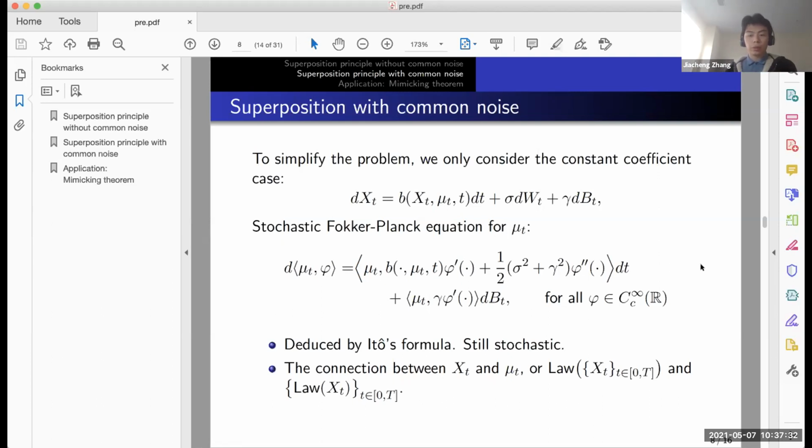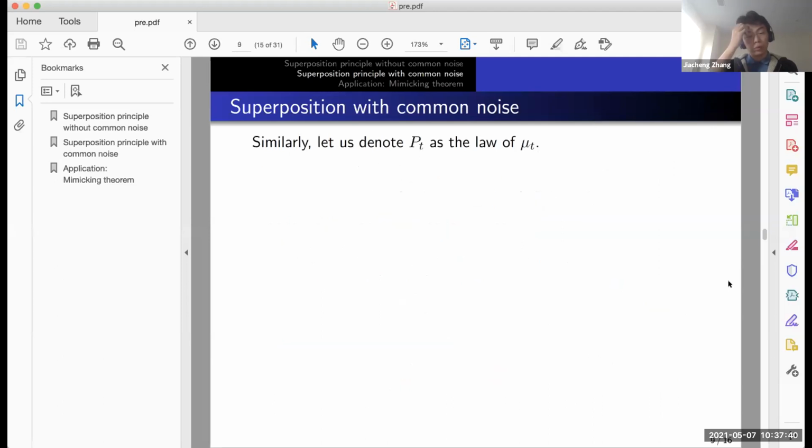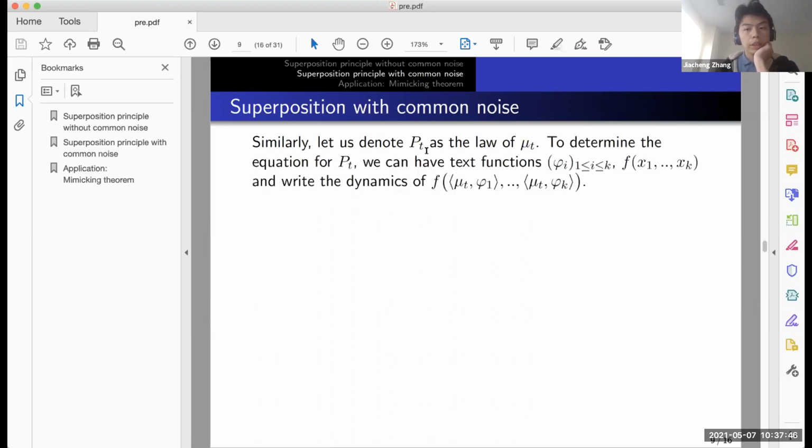And since we are working with common noise here, this will not be the only step we have, since this part is still stochastic. So we will do another step. Basically, let's denote this pt as the law of this mu t here. And we will try to determine the evolution equation for this pt.